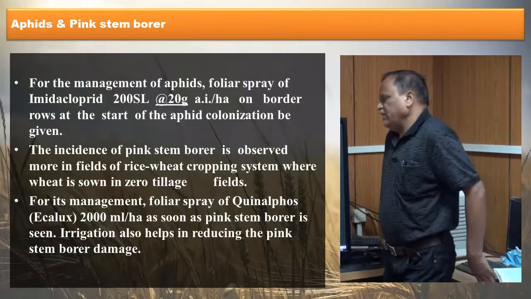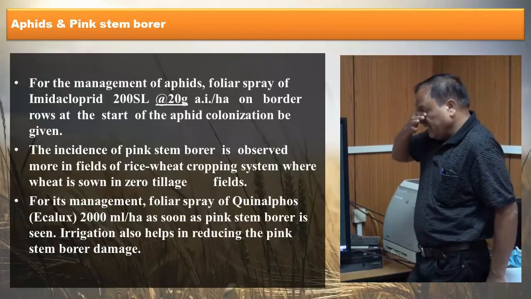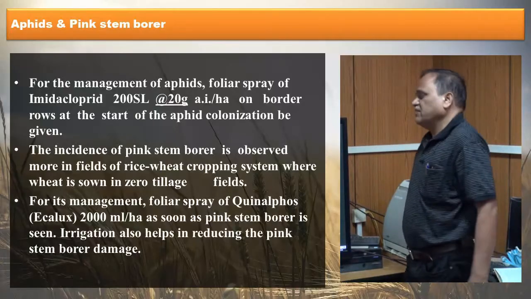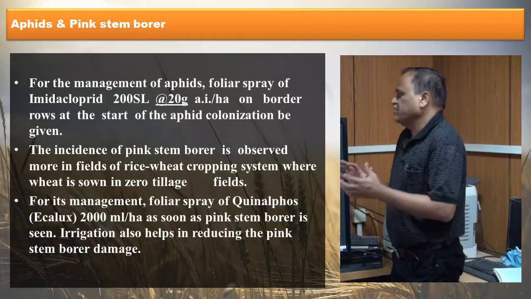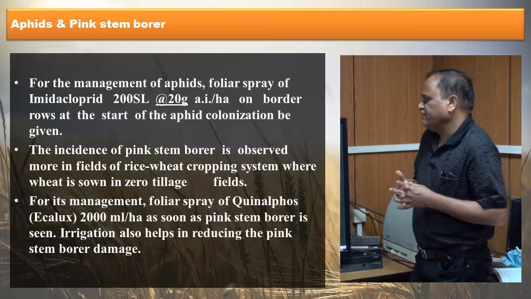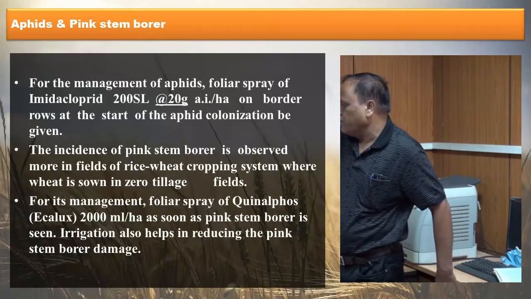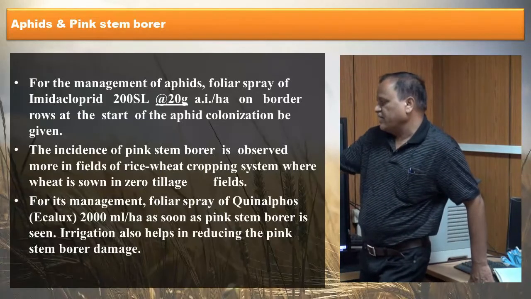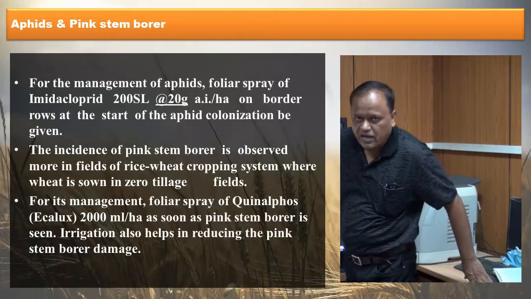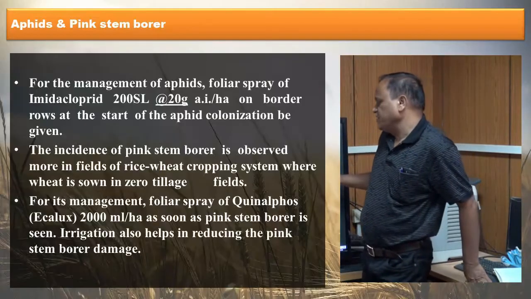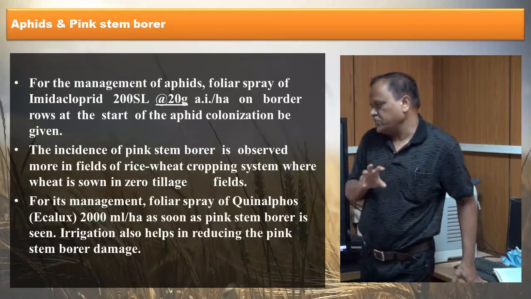Now we come to insects, how to control the insects. As you know, particularly in wheat, the problem of insects is very less. However, aphids and pink stem borers are found in some areas. For the management of aphid, a foliar spray of imidacloprid 200 SL at the rate of 20 grams active ingredient per hectare on border rows at the start of aphid colonization will reduce the aphid infestation.